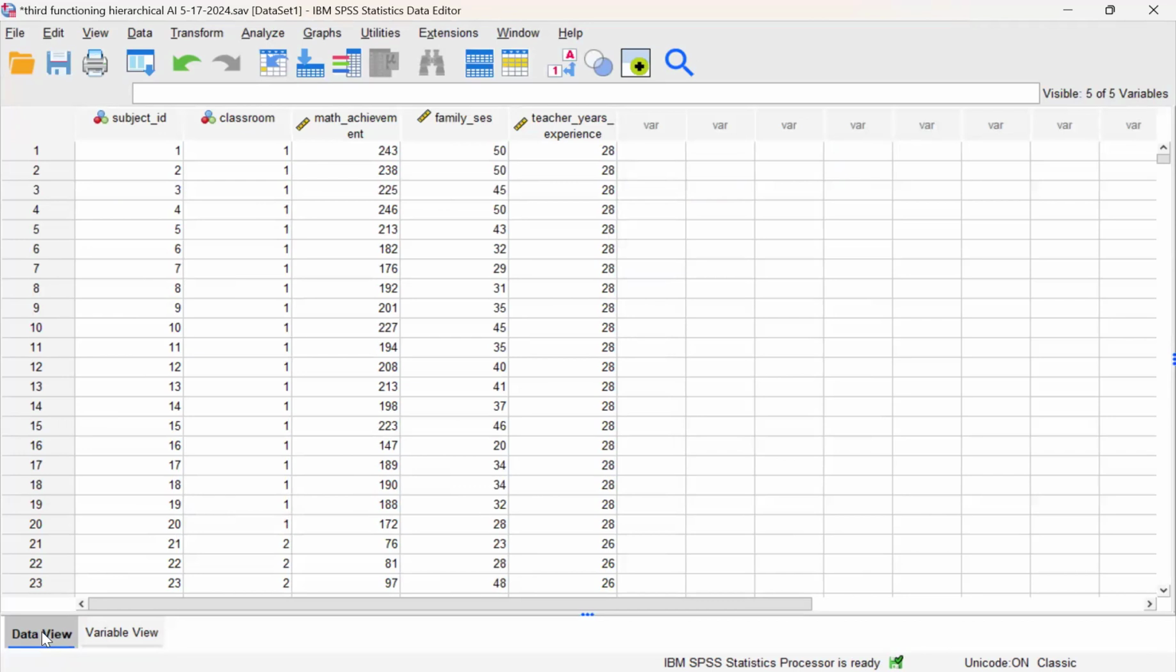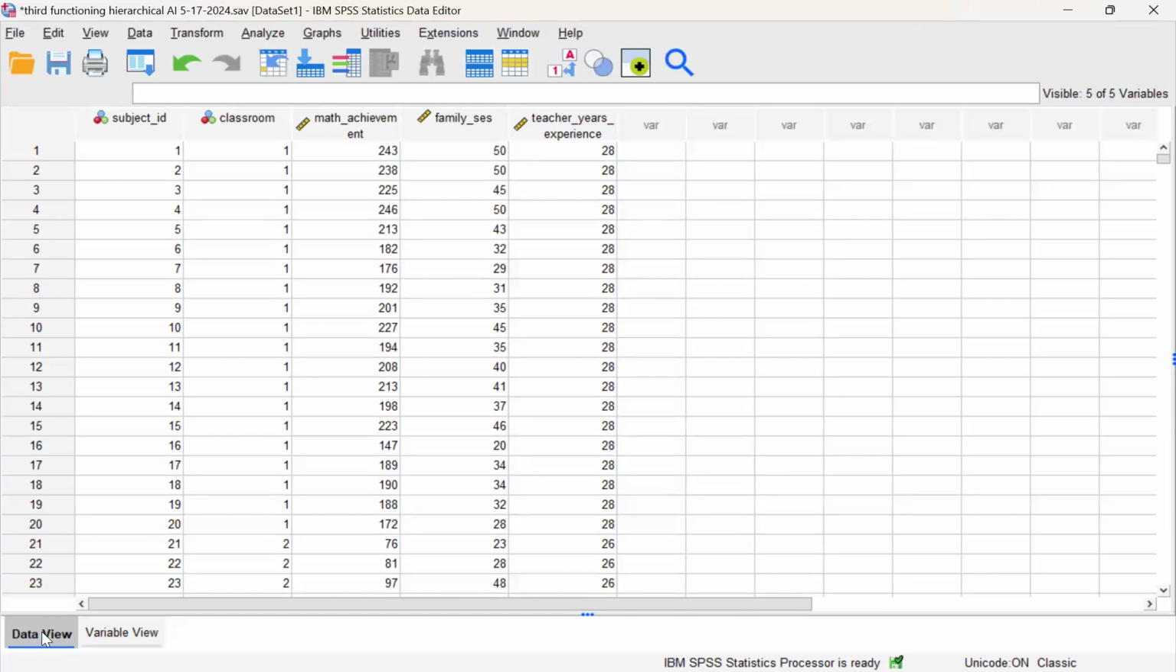We have a continuous variable of math achievement, which varies from subject to subject. That will be our outcome variable. We have family SES, which varies from subject to subject. So we know that that is our level 1 predictor because it varies from subject to subject.